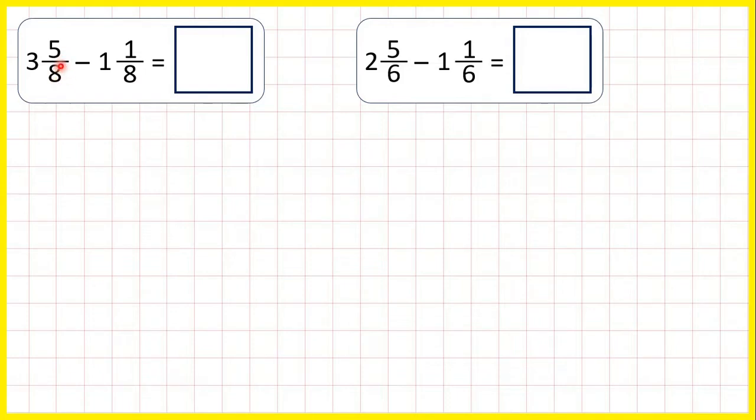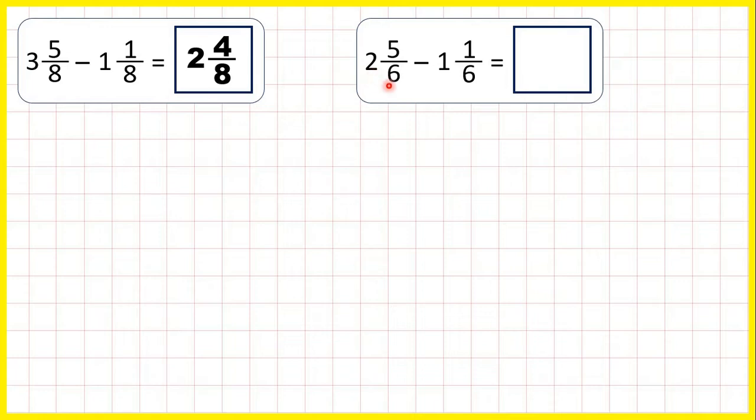We have 5/8 minus 1/8. So we have a common denominator, and the denominator stays the same in our answer. Now we can subtract the numerator, and 5 minus 1 is 4. Now finally, we can subtract the whole number, and 3 minus 1 is 2. So our answer is 2 4/8.